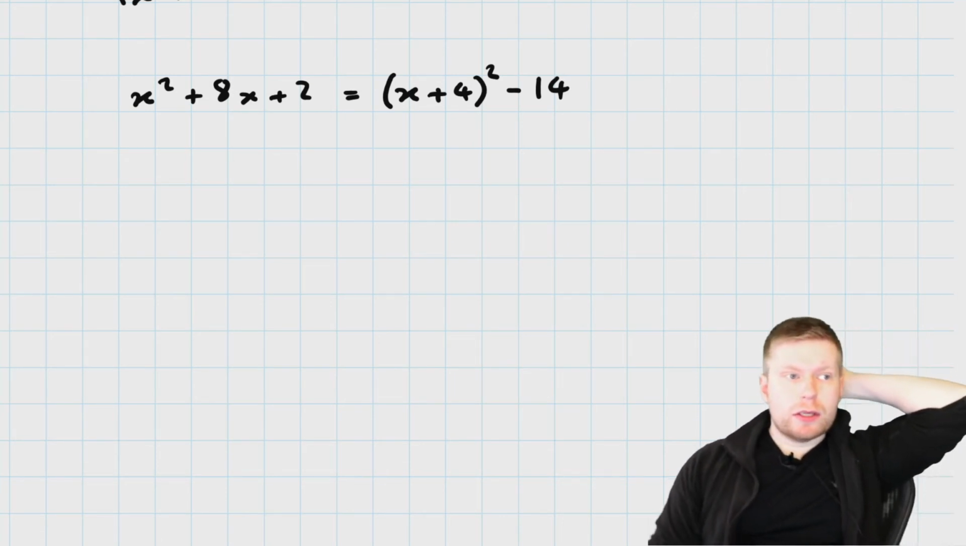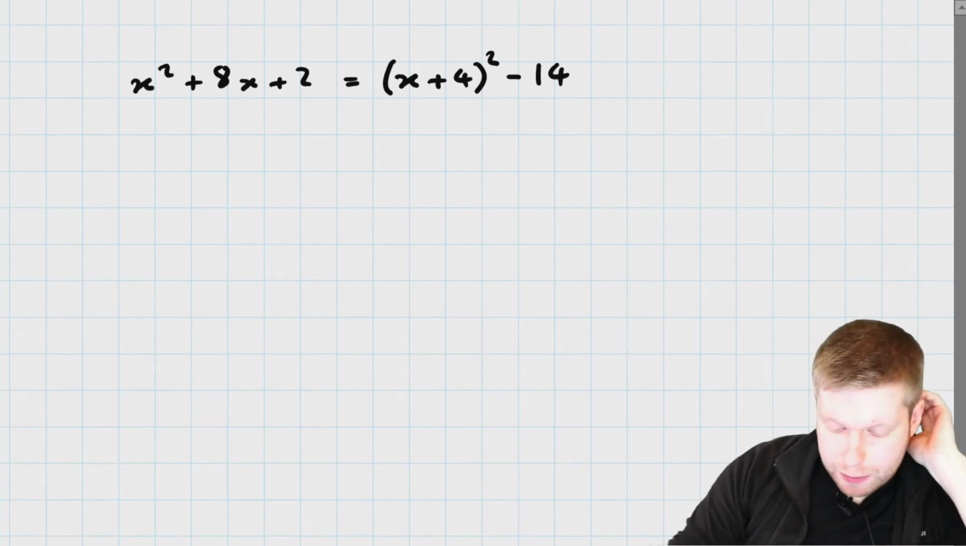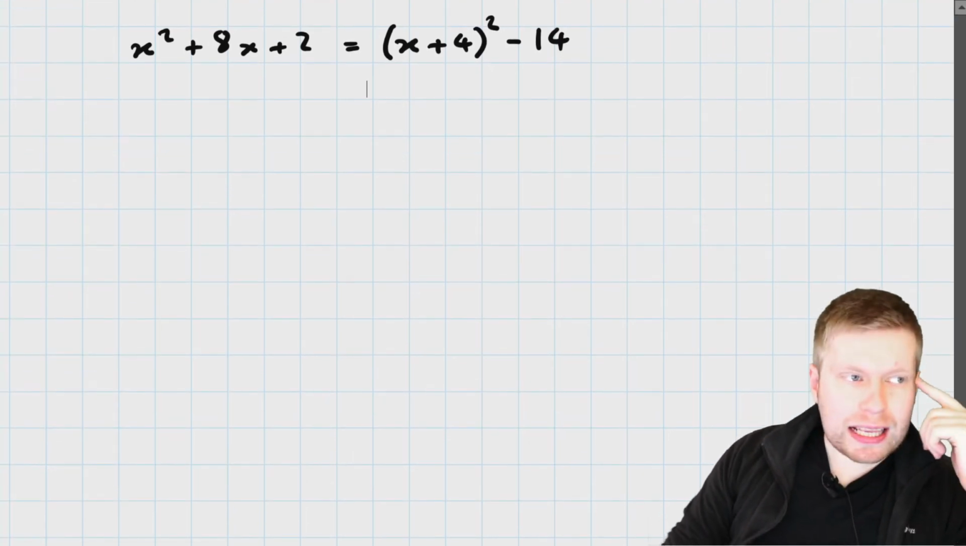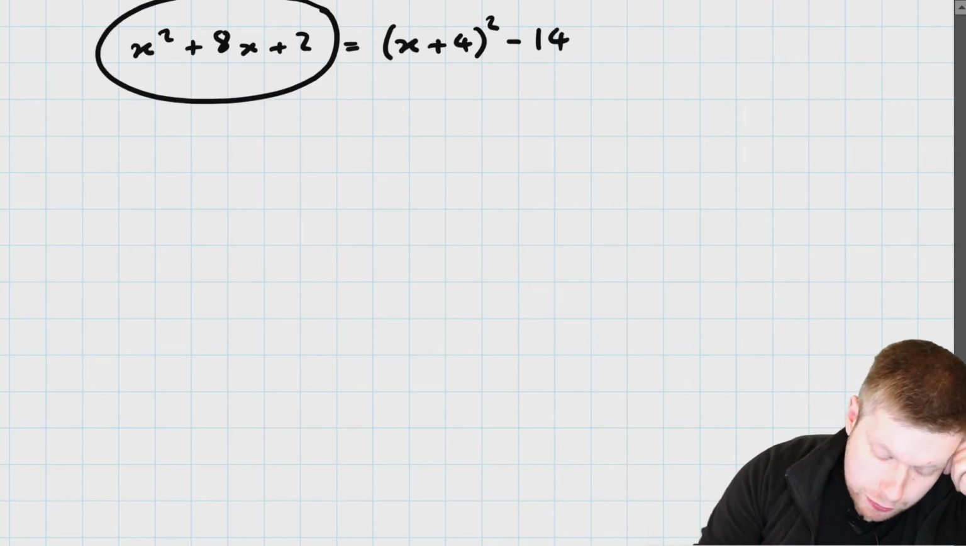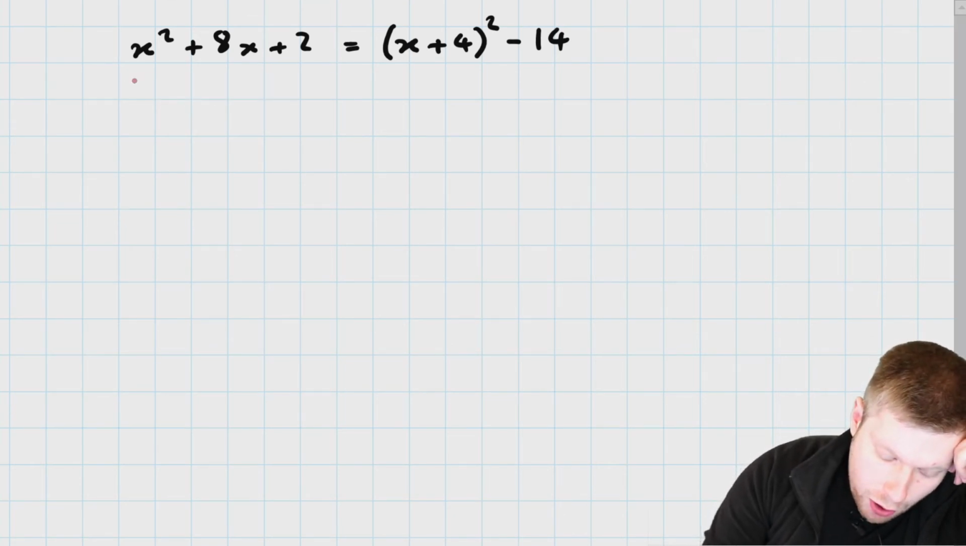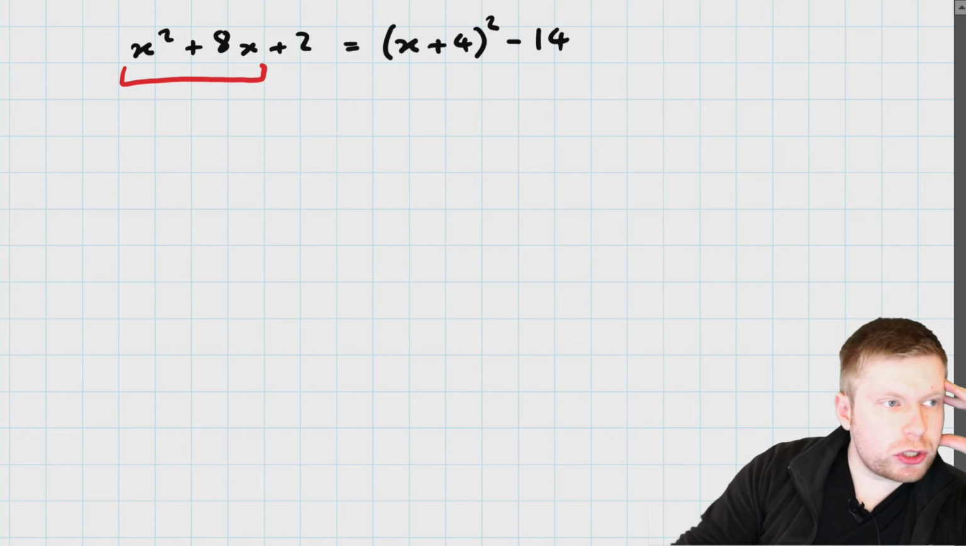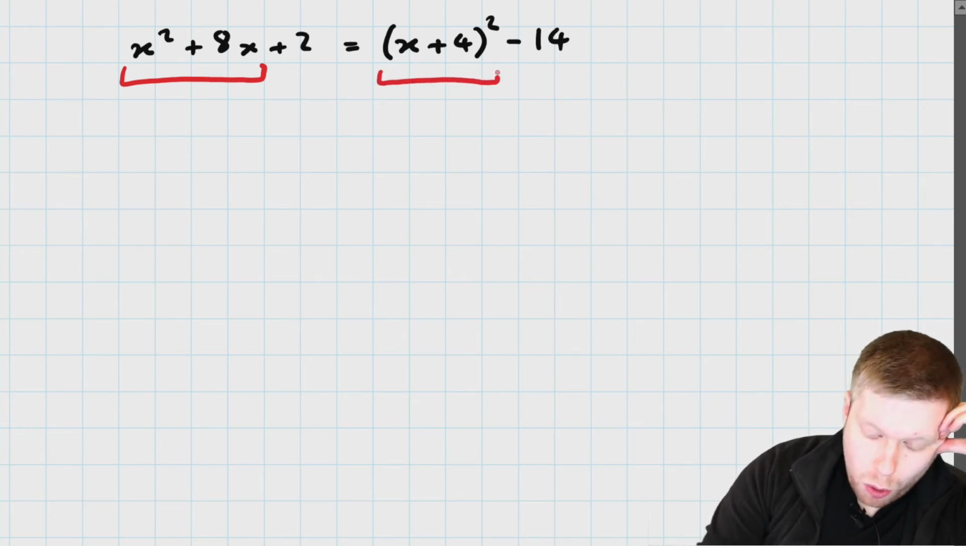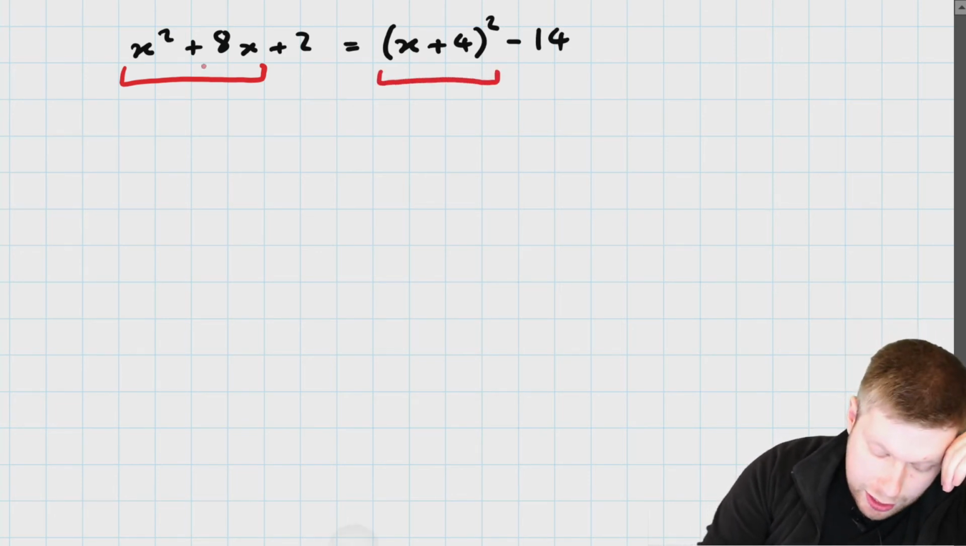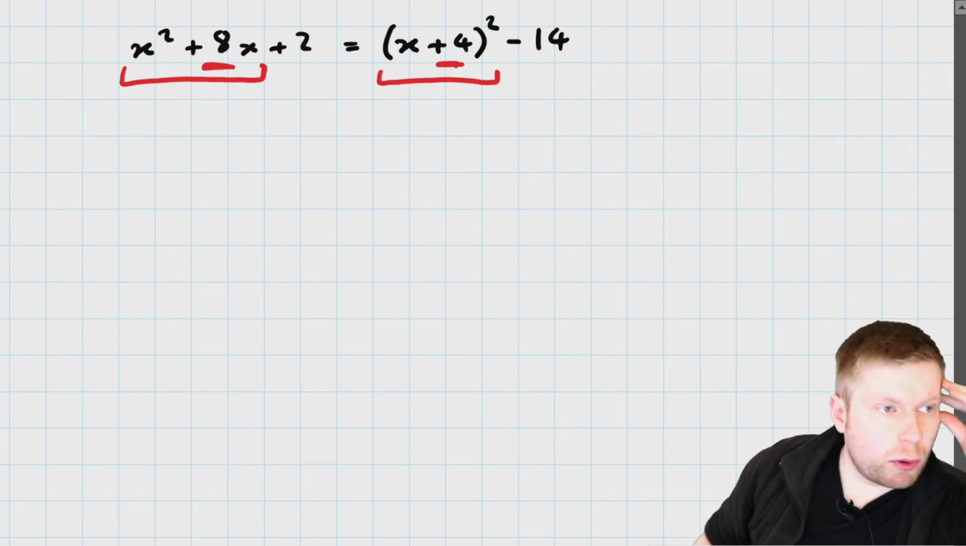So let me just recap this because it's really important. Effectively, what I'm doing here is looking to complete the square. I'm looking at the first 2 terms, and those 2 terms are going to tell me what appears inside the brackets. Namely, I just take the 8 and I halve it to see what goes there.